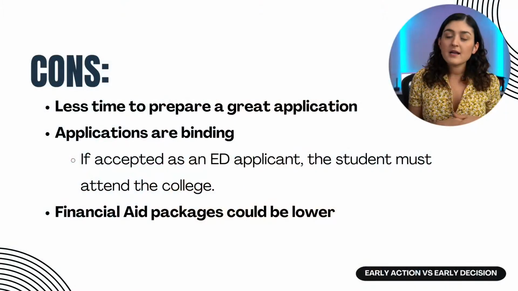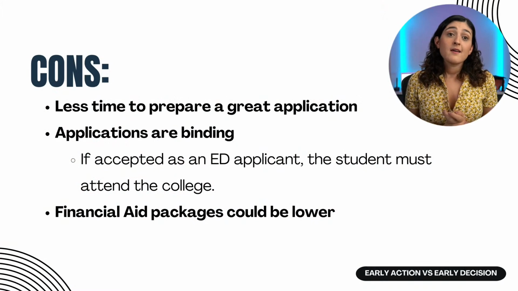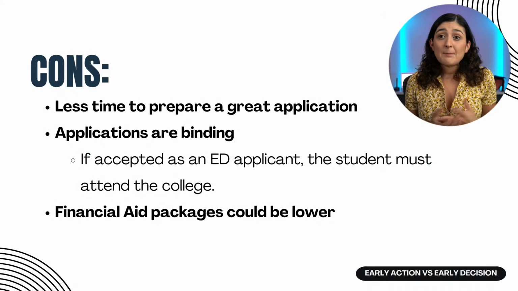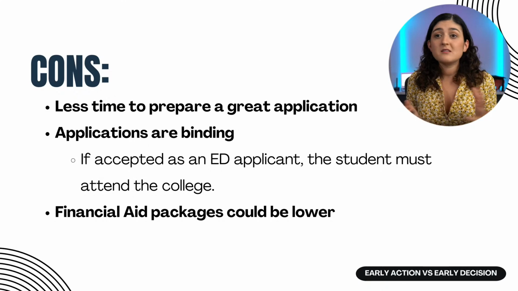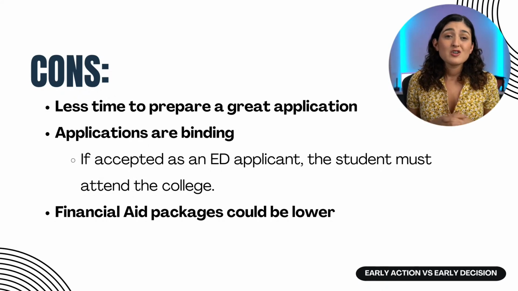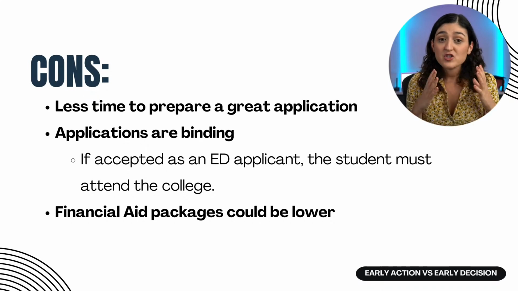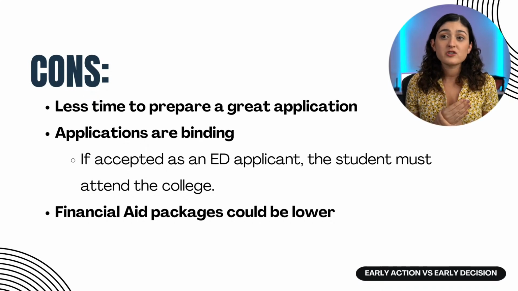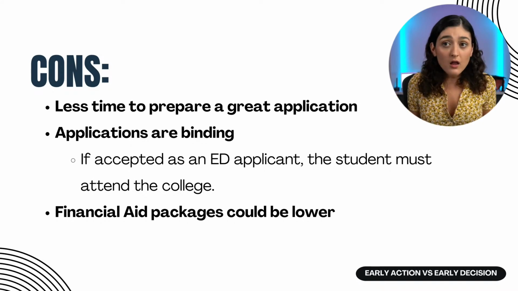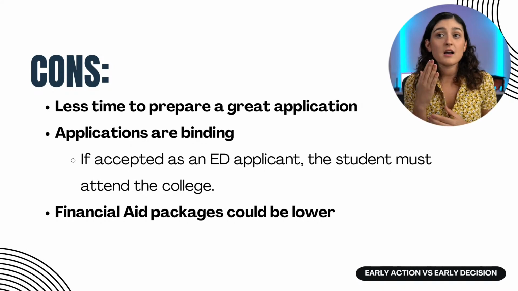So another disadvantage or drawback, and honestly, to me, the biggest drawback, it's a double-edged sword, is that applications are binding for early decision. So this means that if the student is accepted to that early decision school, the student must attend that university. They must withdraw all other applications from all other schools, and they have to commit to going to that school. And the times where this could be a problem is, let's say the student does get accepted and they didn't do enough research, right?